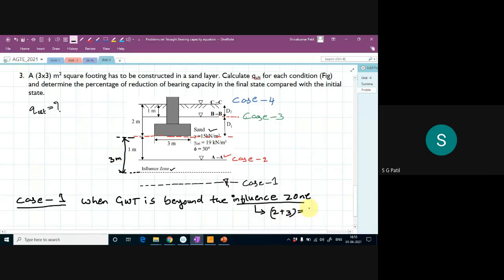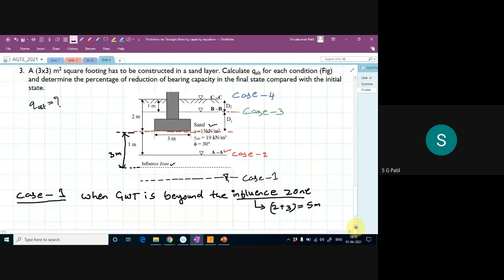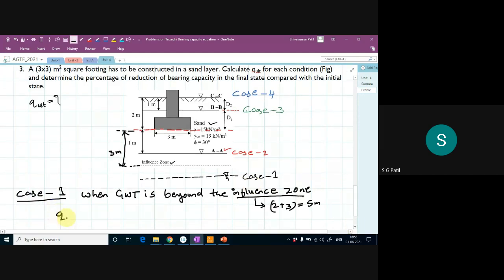Okay, so 5 meter. If the water table is at a depth of more than 5 meter, then we need not apply any correction at all. Simply write that equation. So my Q ultimate is equal to cNc plus qNq plus 0.5 gamma B N gamma. I have not written the Nc, Nq, N gamma values here, I will write them here.